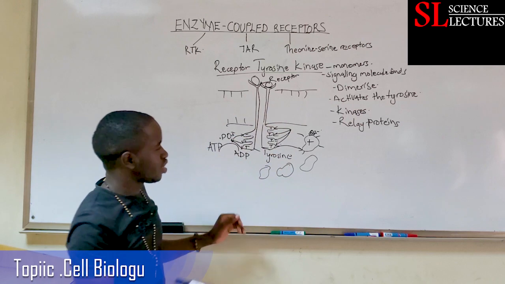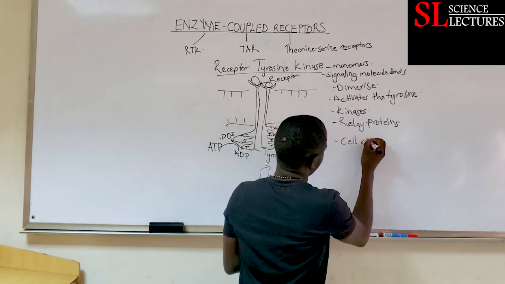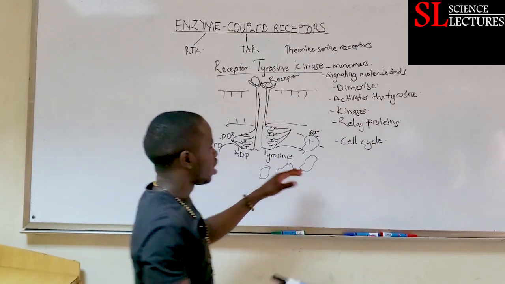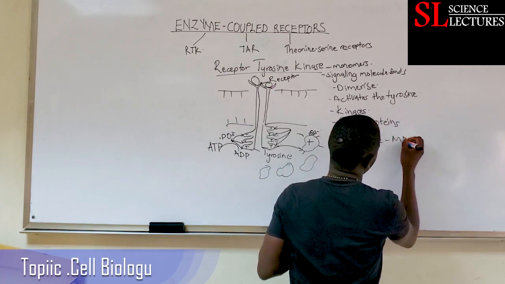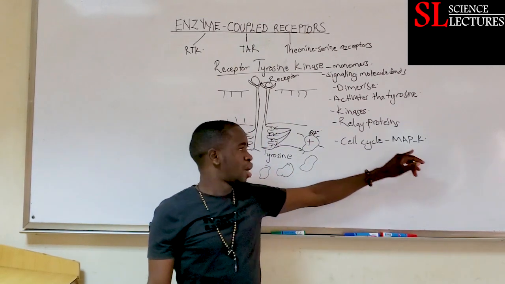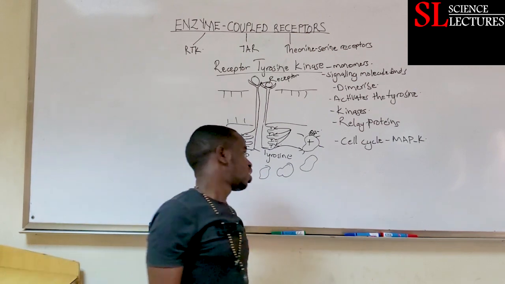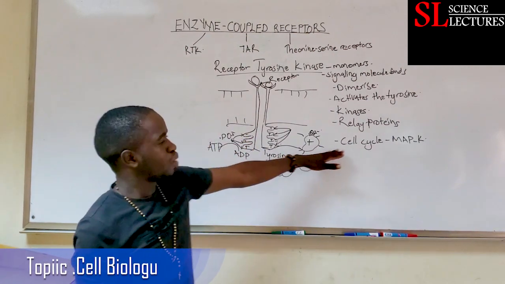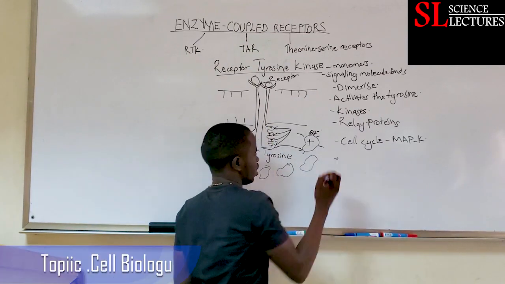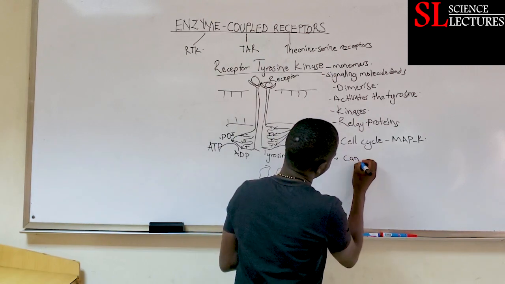Then, these receptor tyrosines are very important receptors in the cell cycle. In the cell cycle, as we shall be seeing later, they are involved in pathways like the MAPK, mitogen activated protein kinase pathway, which we shall be seeing later. Since they play a very big role in the cell cycle, any defect in them shall cause what we call cancers.